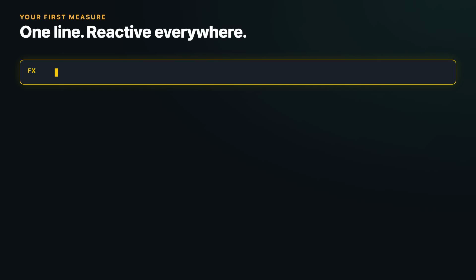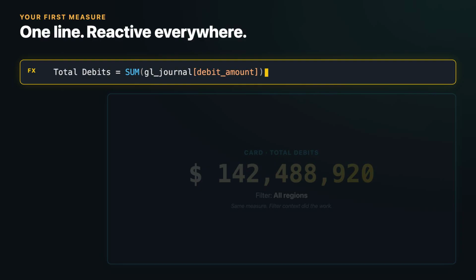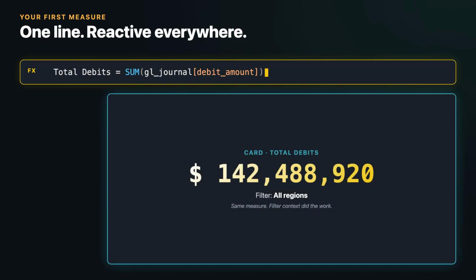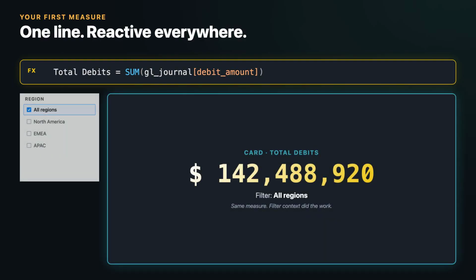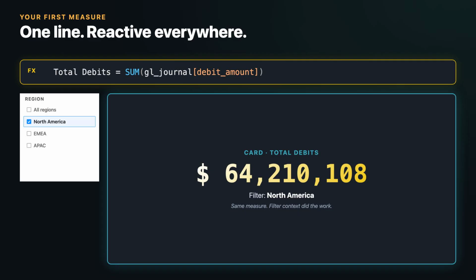The simplest possible measure is a sum. Right-click the journal table, choose New Measure, and type one line. Total debits equals sum of debit amount. Drop the measure on a card visual. You'll see a number in the millions, the grand total, across every row of the journal.